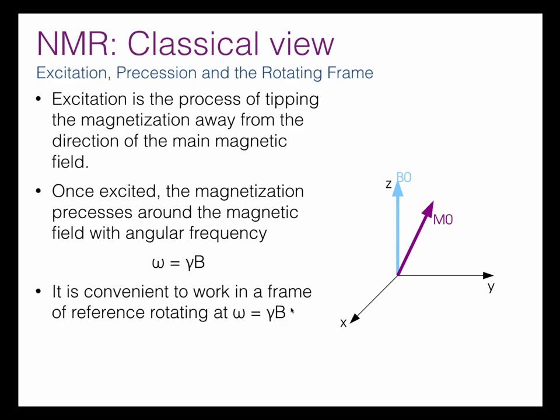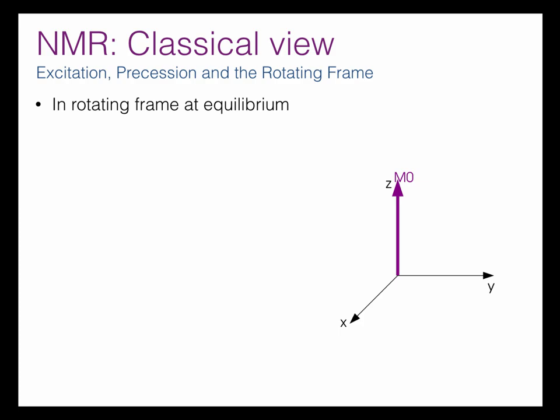Okay, so if we work in a rotating frame, that means we're spinning around with the magnetization. So we're basically on board with the magnetization as it goes around B0. Then we don't see the precession of M0 anymore. We're basically riding with it on the magnetization itself. So if we start in the rotating frame at equilibrium, here we have our M0 vector.